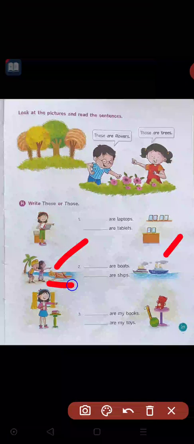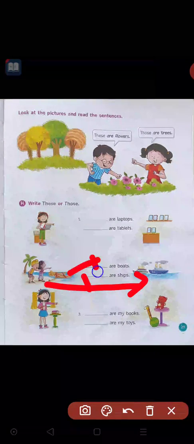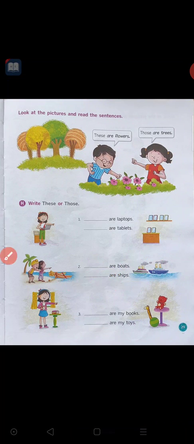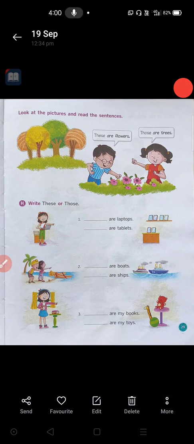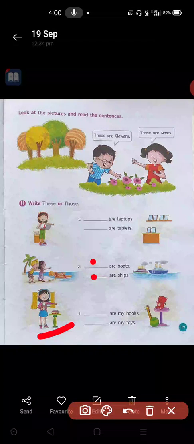Then here they are telling that these children have these boats, these are boats. It means two are nearer to them, so they use these, but these ships are considered as those, meaning very far from them. So here you have to use those, those are ships. We need to write here those. Here these, here those.